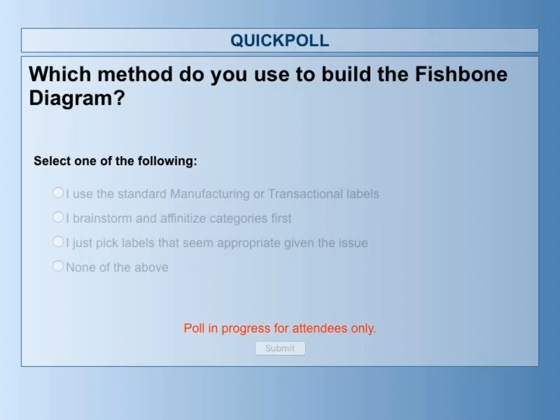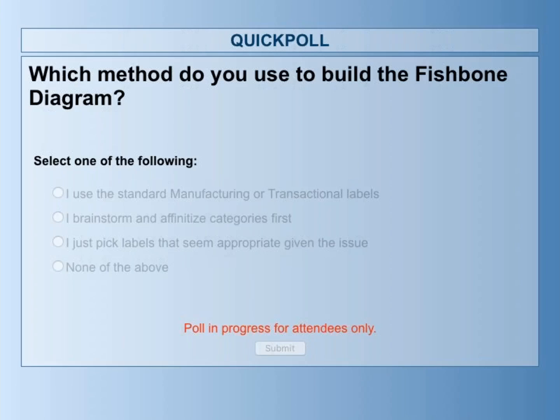Okay. Tracy, what do you see? It's funny. I find that manufacturing tends to like to pre-label and create very structured brainstorming around those labels, the labels that you had shared. But in transactional, I find that brainstorming just on Post-its and then organizing them later, affinitizing them into categories, and then putting them on the Fishbone seems to work really well.